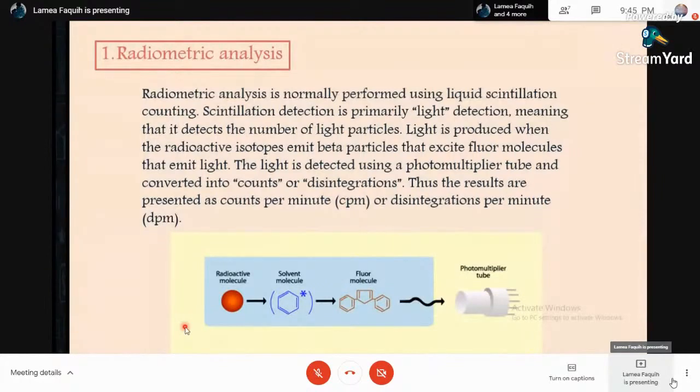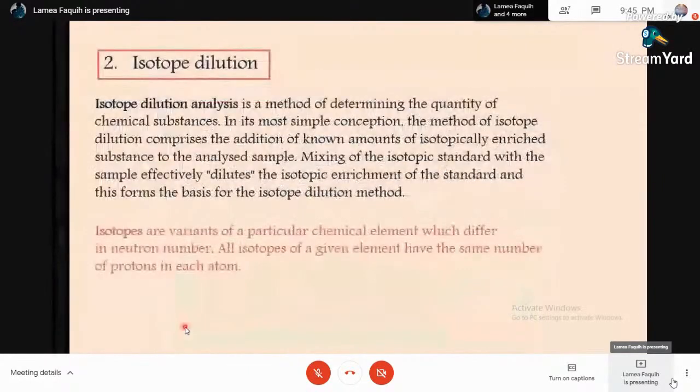Next up, we have isotope dilution analysis. In this method, we add a known amount of an isotopically enriched substance to the sample that needs to be analyzed. As we know, isotopes are forms of an element that have the same atomic number but different mass numbers. Due to the mixing of this isotopic standard with the sample, the standard is diluted, and therefore we call it the isotope dilution method.